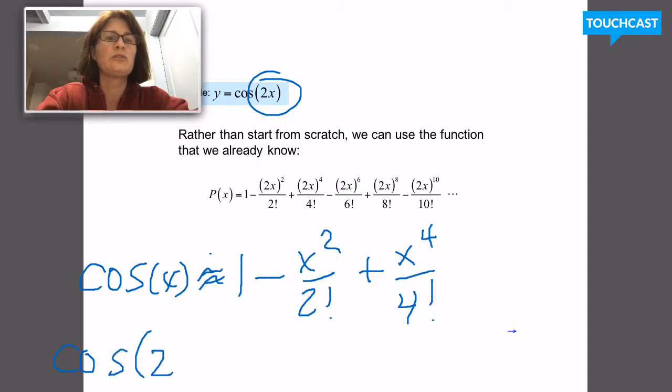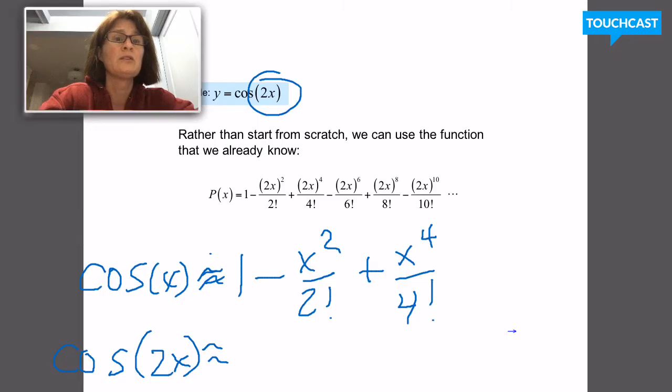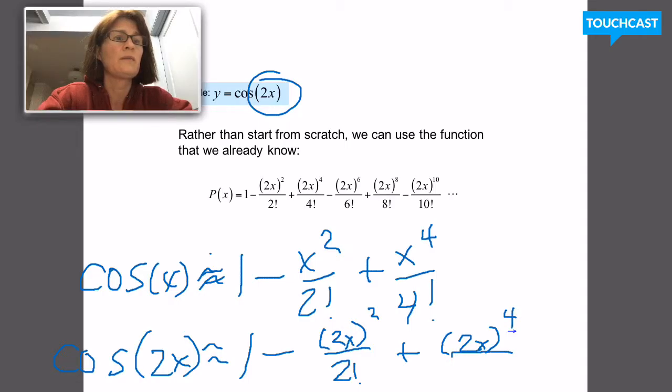So I would say that cosine of 2x is going to be approximately equal to, because it's not really exactly equal to, because I'm going to cut it off after the x to the 4th term. If I went to infinity, I could have left the equal sign there, and that would have been completely true. So this is going to be 1 minus, instead of x getting squared, it's going to be 2x getting squared. Instead of x getting raised to the 4th, it's going to be 2x getting raised to the 4th, over 4 factorial.